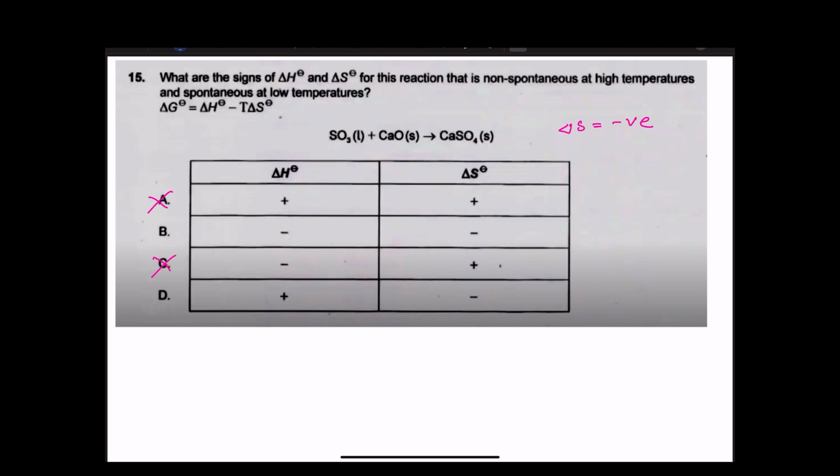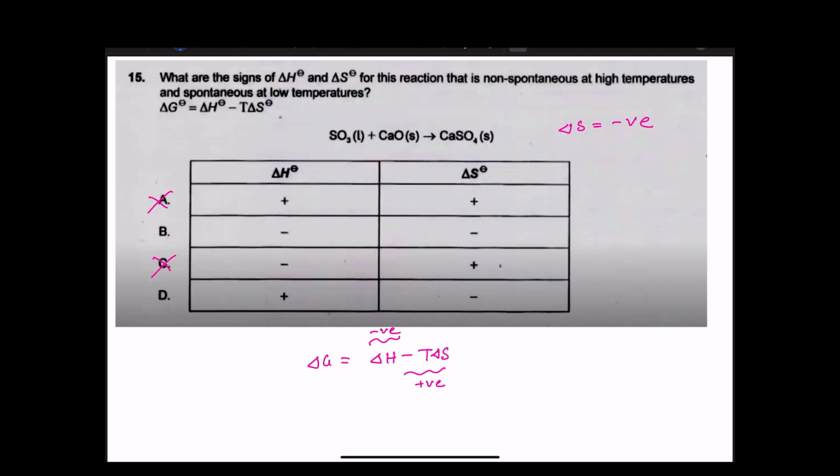Right. Now, it says non-spontaneous at high temperature, spontaneous at low temperature. So delta G would be delta H minus T delta S. Basically, the T delta S term is actually positive because delta S is negative, right? So negative T delta S, when you combine delta S with it, you'll have a positive number here. For a reaction to be spontaneous, delta G has to be negative, right? So first, H has to have a very high negative number so that delta G is spontaneous.